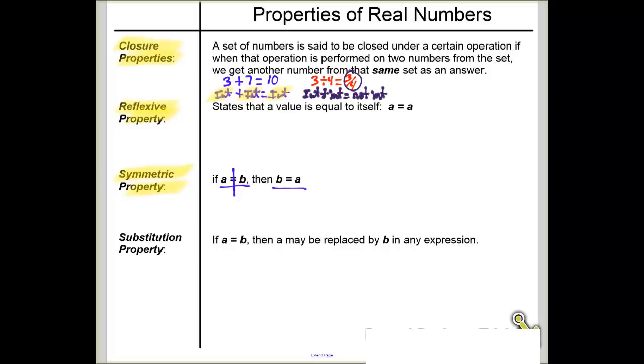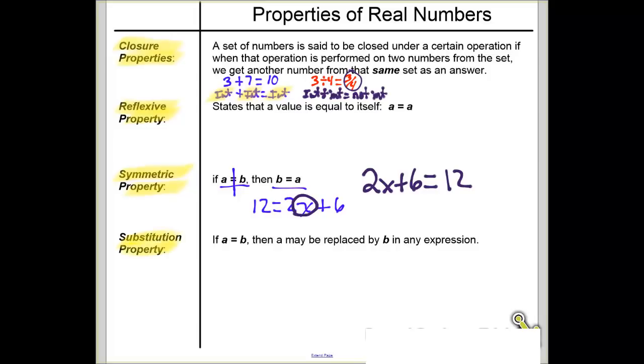So if I had a problem that looked like this, let's say it was 12 equals 2x plus 6, and you don't like the x being on this side, you can use the symmetric property to rewrite it as 2x plus 6 equals 12. Just spin it around basically, and that's an example of the symmetric property.